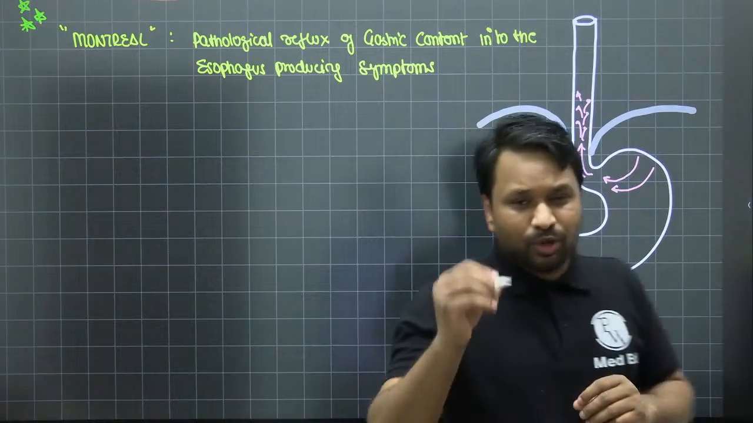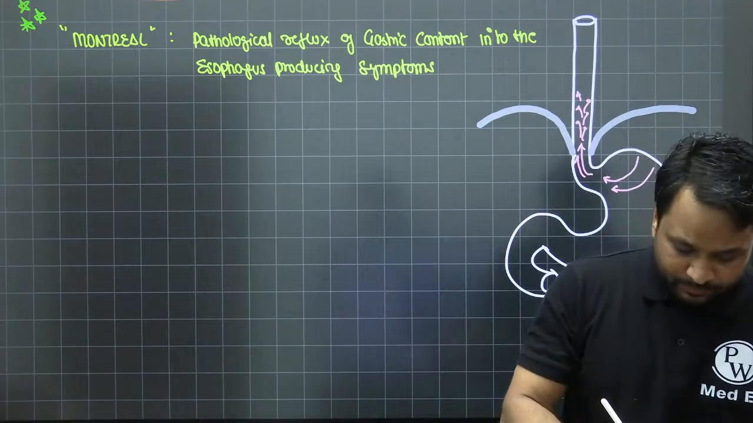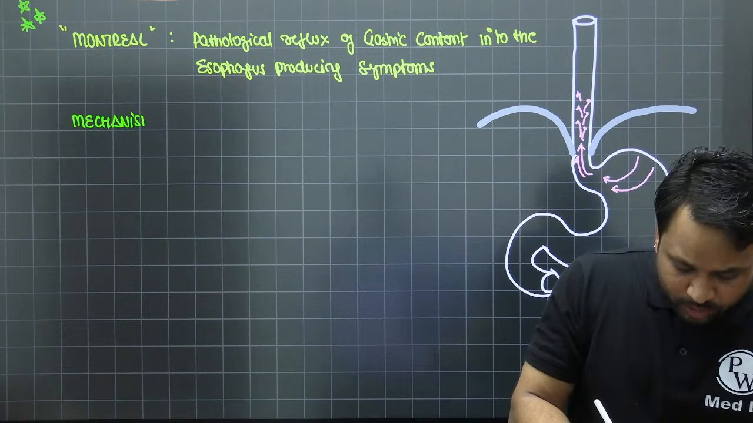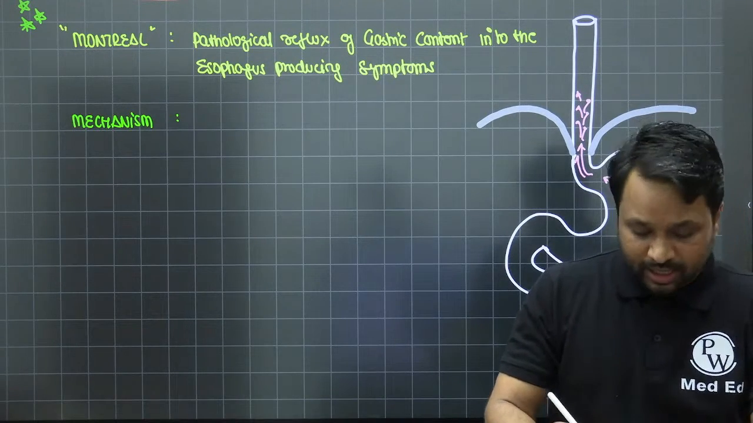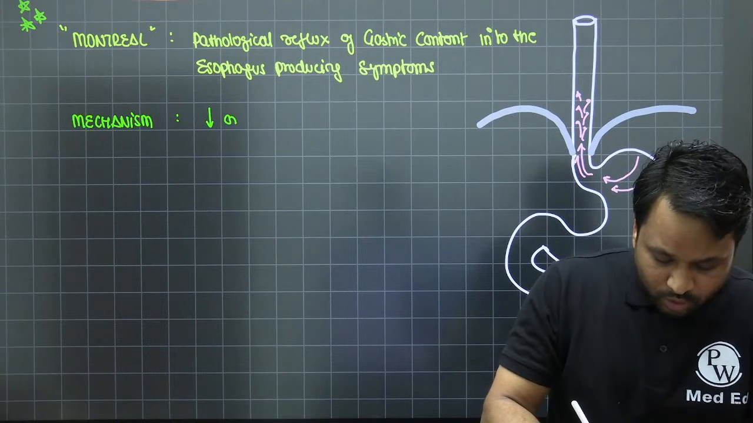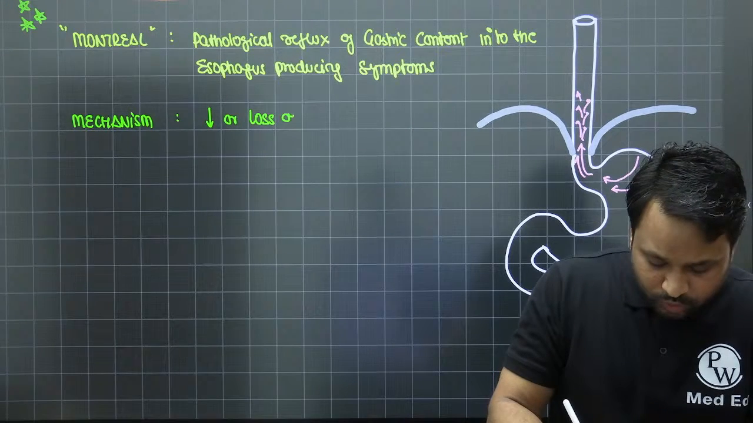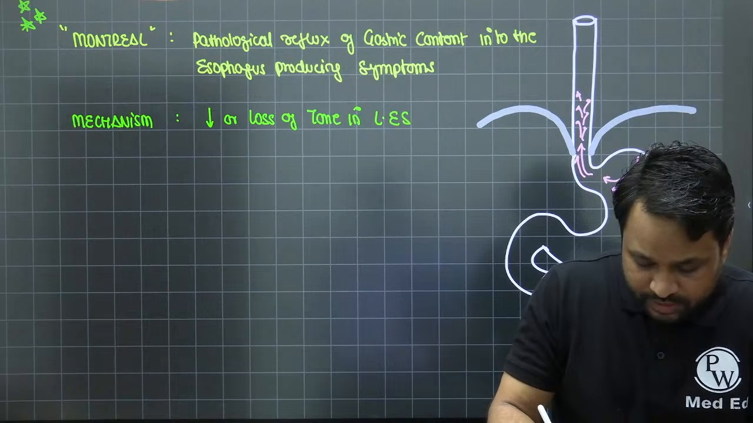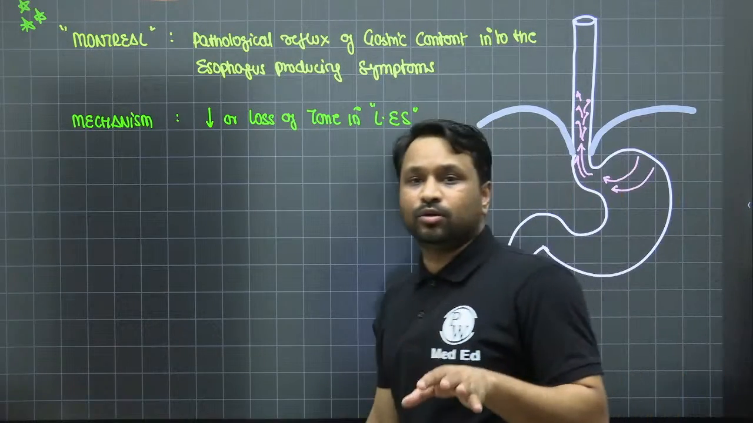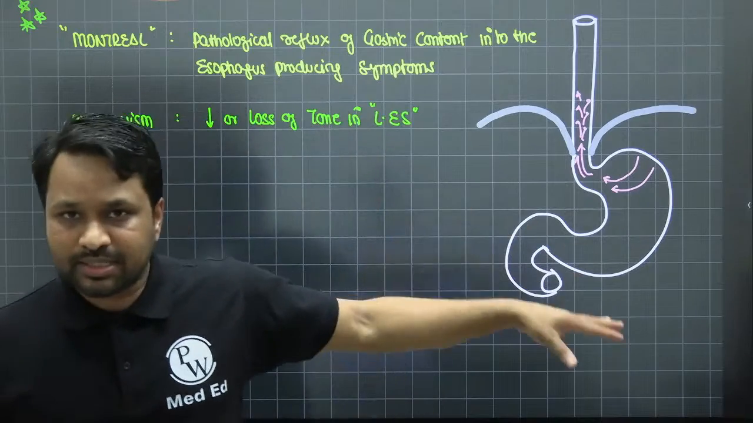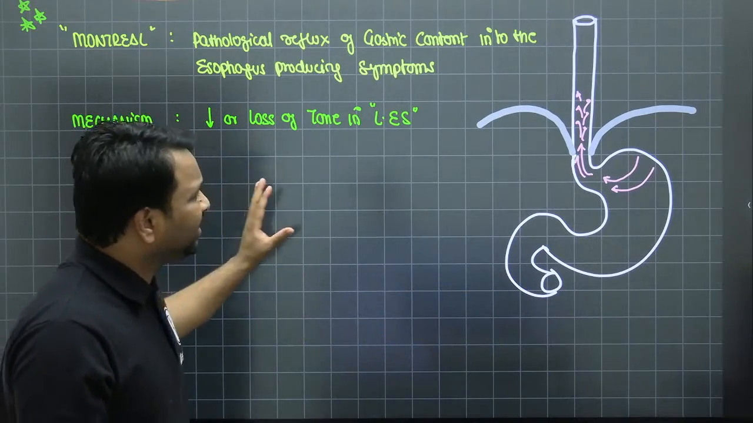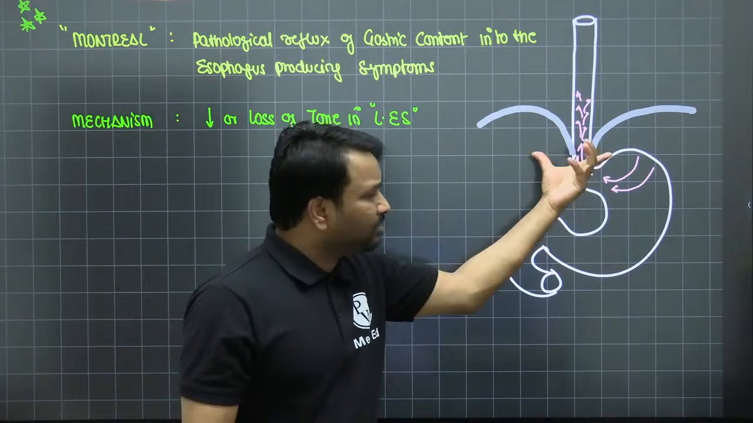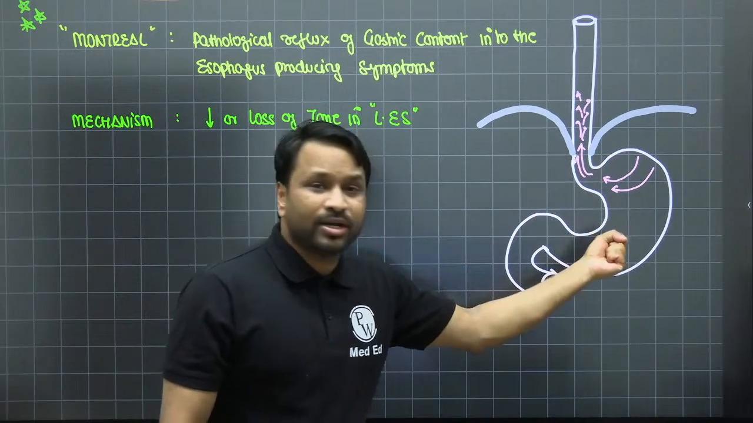So if I list down the most important mechanism for GERD, it is either decrease or loss of tone in the lower esophageal sphincter. Now, by hook or by crook, we don't know what the reason is. We'll discuss them in a bit. But if anything leads to decrease in the tone or loss of tone, obviously this part will become lax. Now, if it becomes lax, every time the stomach contracts, it generates pressure.